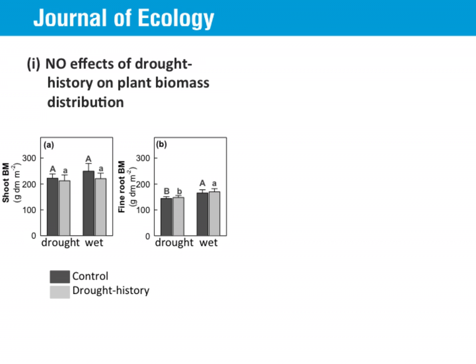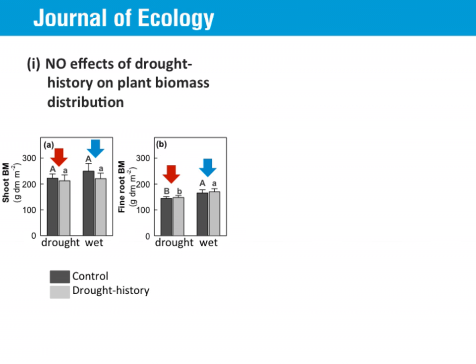First, we found that the drought history treatment did not affect the distribution of plant biomass and their response to the drought period. The black bars show the results from the ambient controls and the grey bars show the results from the plots with the drought history. The bars with the red arrows show data from during the drought period. The blue arrows indicate data after the rain pulse.